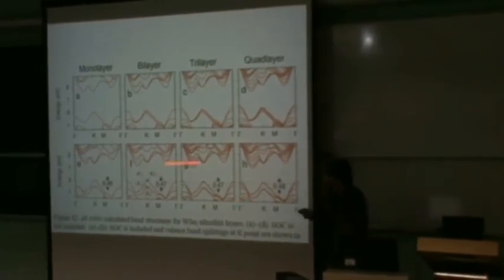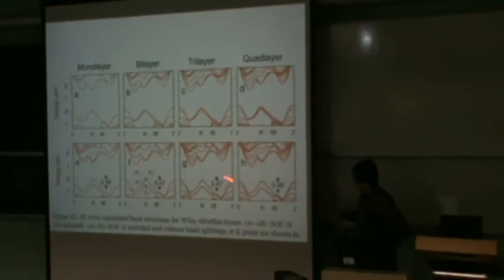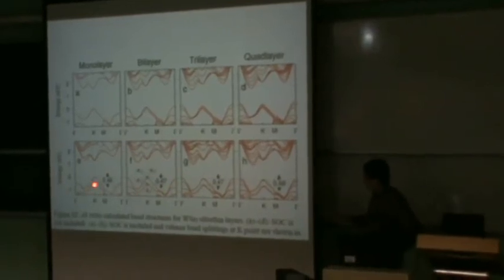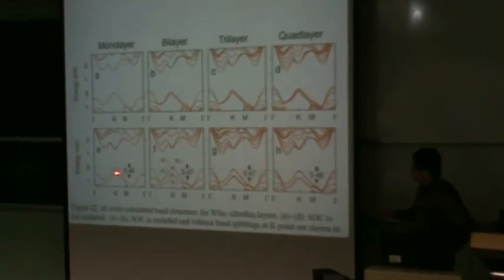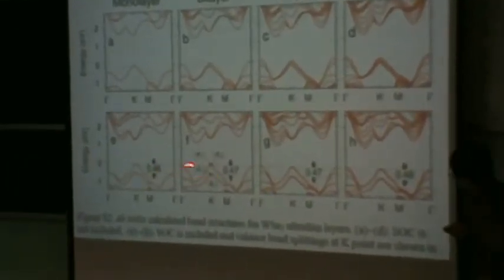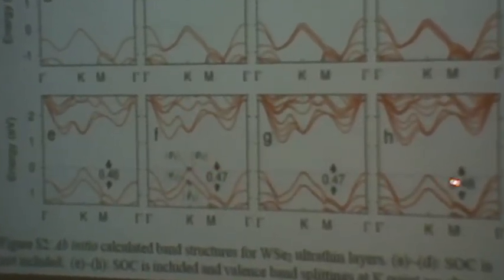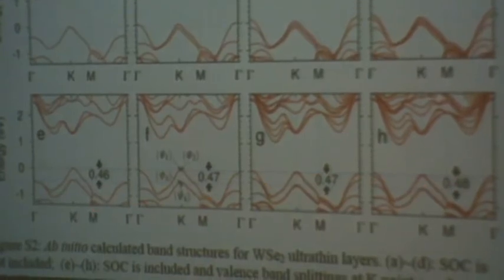And now, the bottom row is the calculation with the spin-orbit coupling. You can see the splitting is about 460 meV. And here are more or less similar numbers. And the split pattern is pretty much the same.